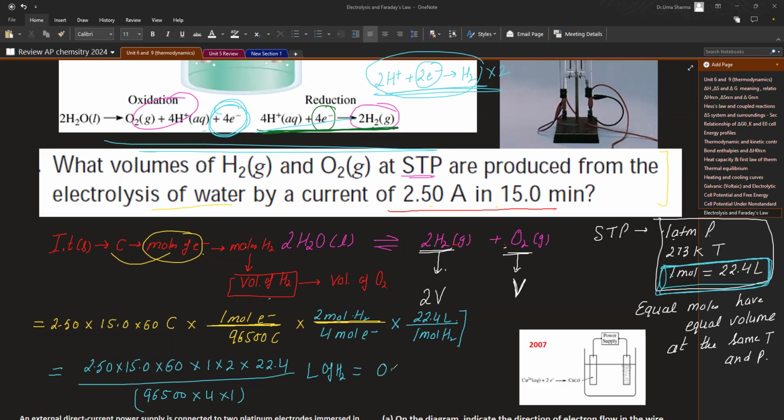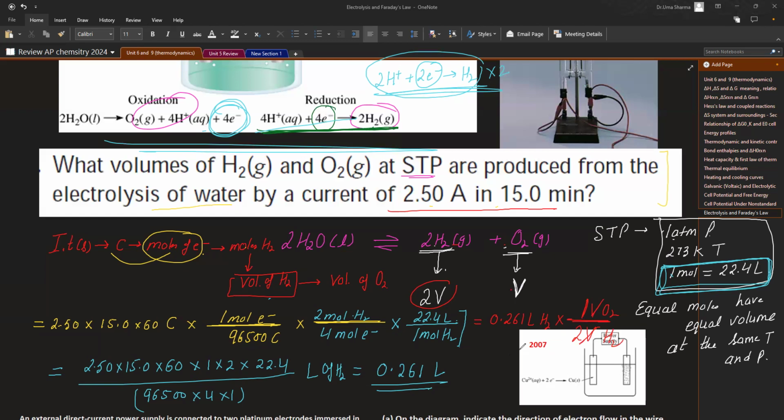And you are giving me up to 3 significant figures, 0.261 liters. How much O2? Plug in the next ratio. This answer is 0.261 liters of H2. What is the next ratio? 2V means 1 volume of O2. You can put 1 here. 1 volume of O2 divided by 2 volumes of H2. V cancels, 1 over 2.